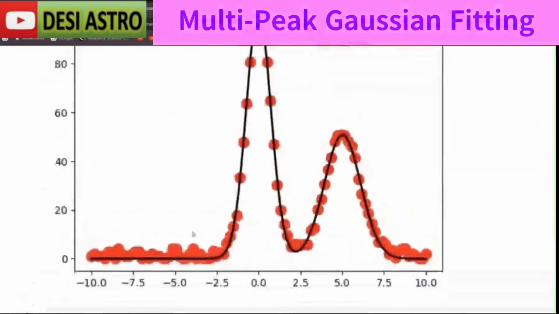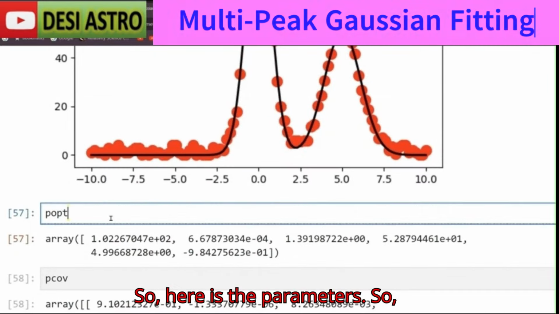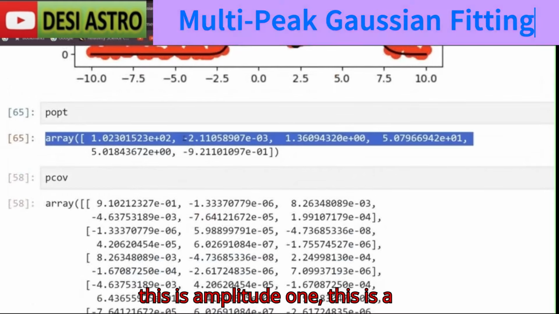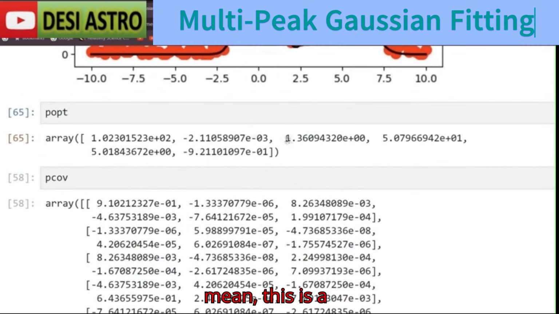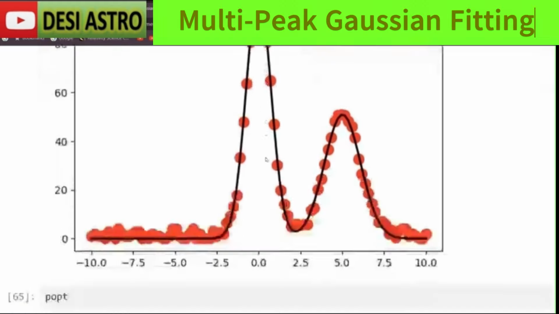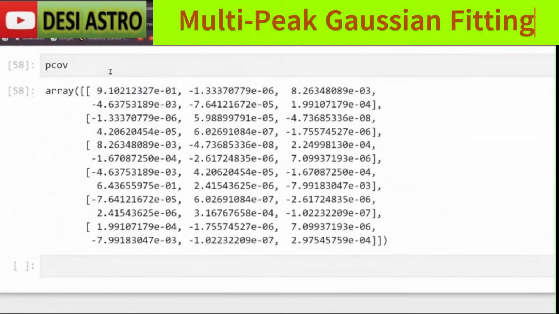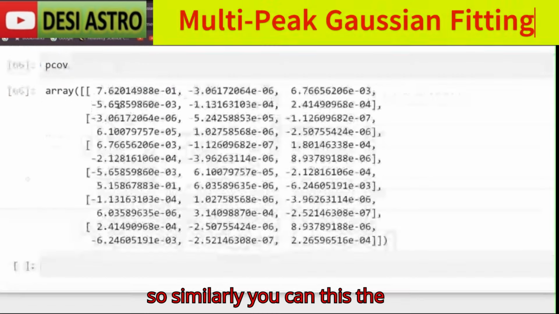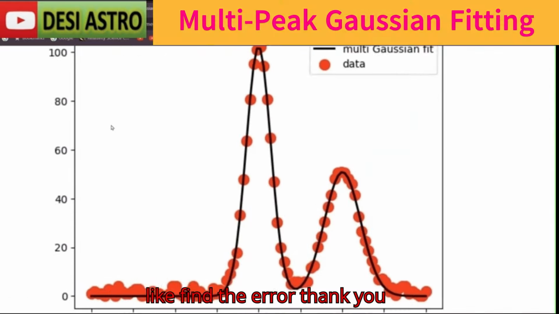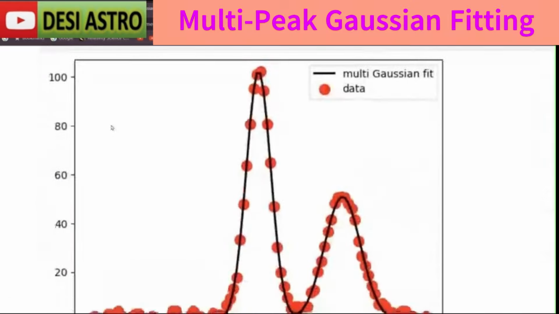Okay, so here are the parameters. So this is amplitude 1, this is the mean, this is the deviation, the second amplitude, the second mean, and the standard deviation, right? So similarly you can use the covariance matrix, and from there you can find the error.